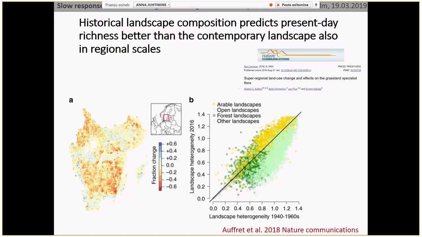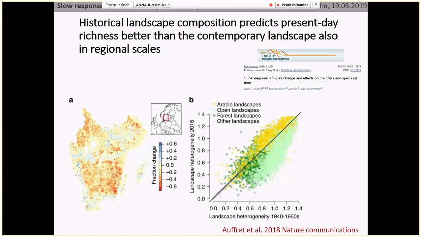In a recent study done last year in Sweden, where historical land use was quantified for very large areas, the whole of southern Sweden, the authors detected that historical landscape composition is a much better predictor of present-day species richness than current landscape composition. And this applies not only, as I previously showed, in individual regions or grasslands, it also applies at the regional scale.